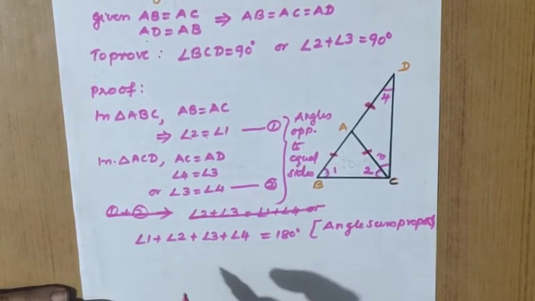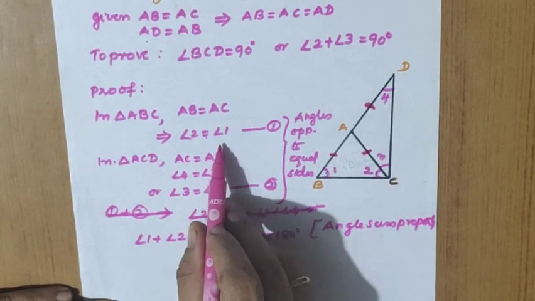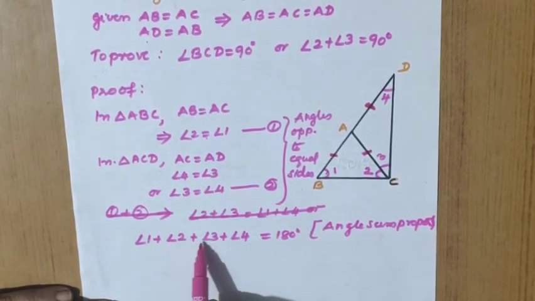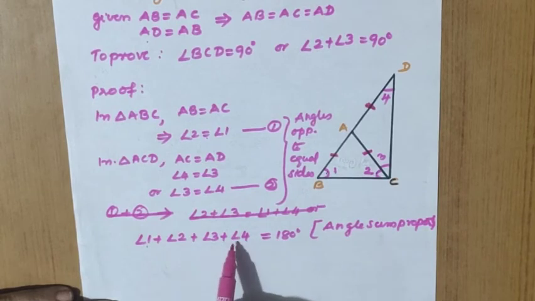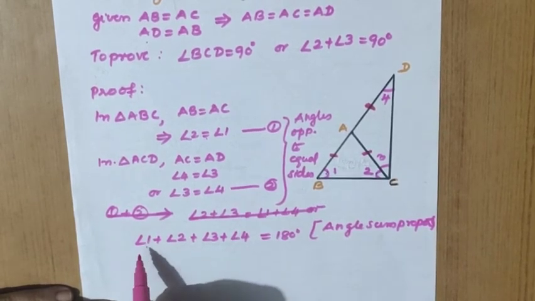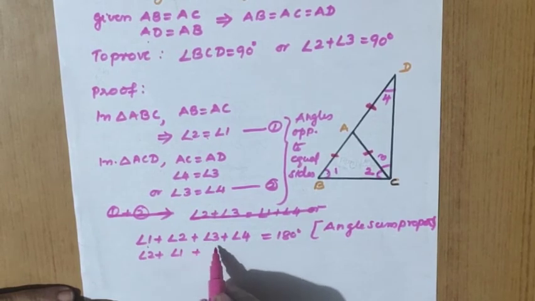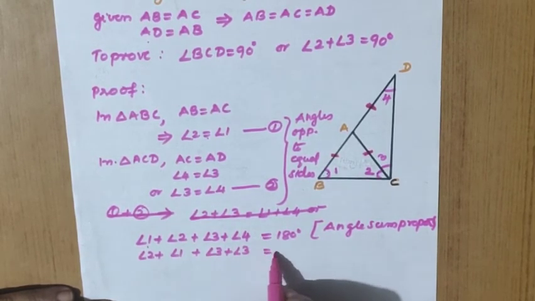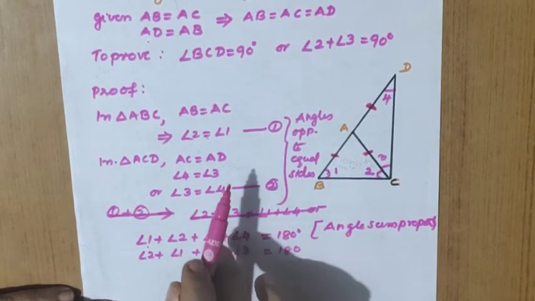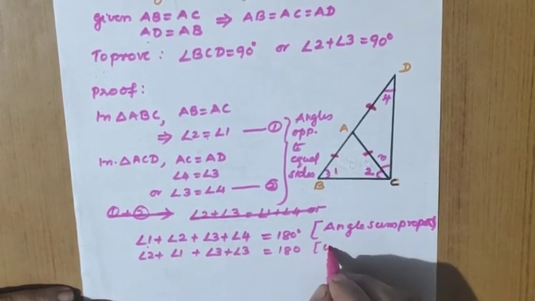Angle sum property. Now what we got, angle 1 and 2 are equal. We want 2 plus 3 is 90. That means 1 and 4 should be eliminated. So instead of 1 I can write angle 2. Instead of 4 I can write again 3. Right? So 180 degree.